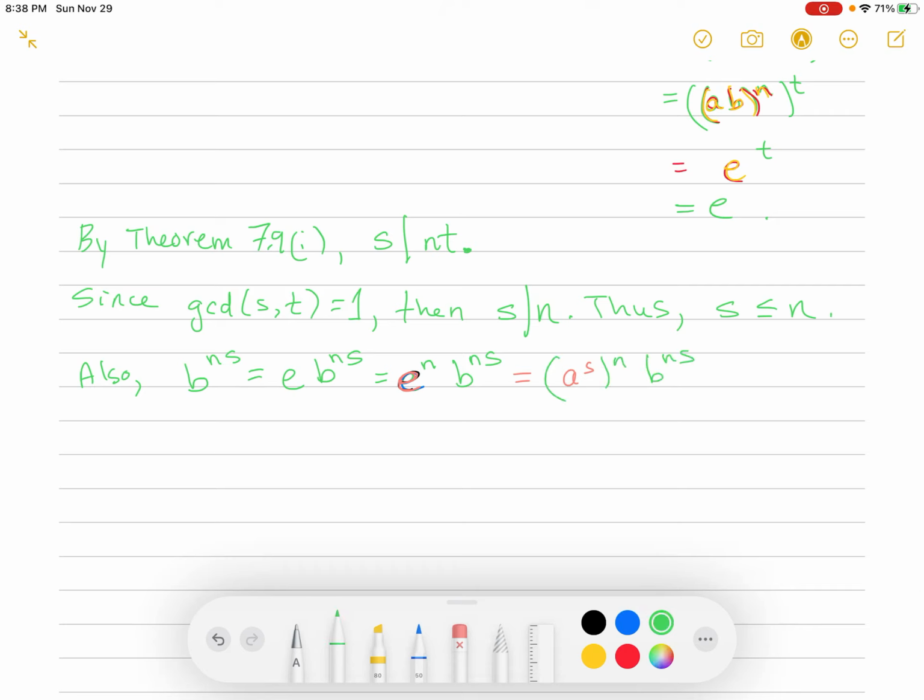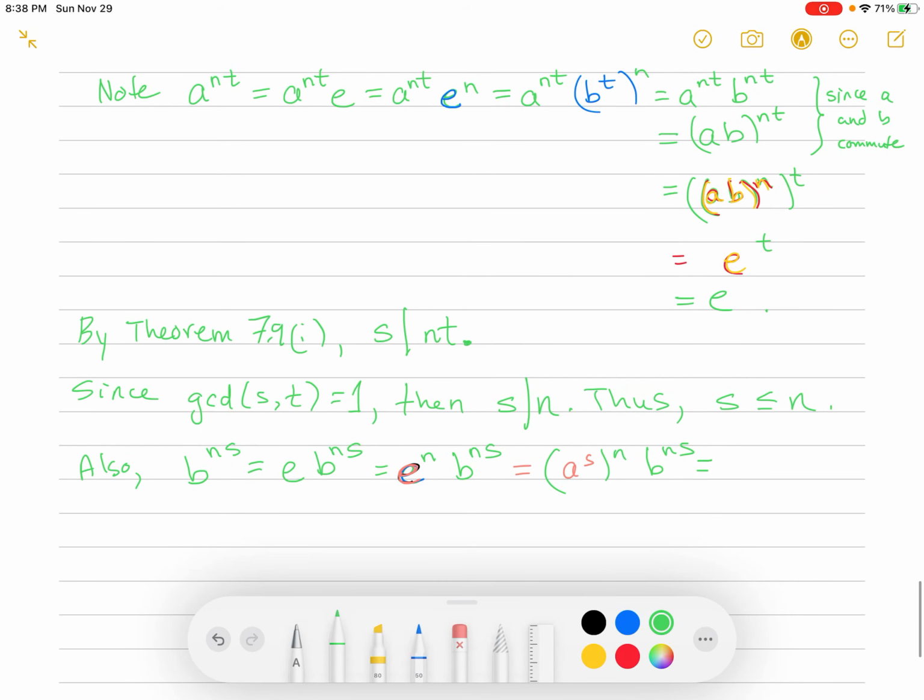It's going to be A to the S to the N equals B to the S. So A to the S equals E because A has an order of S. So rewriting this, you're going to have A to the NS, B to the NS, and because you have commutativity with regard to A and B, you can write this as AB to the NS. You can distribute that exponent over the star operation, because A and B commute.